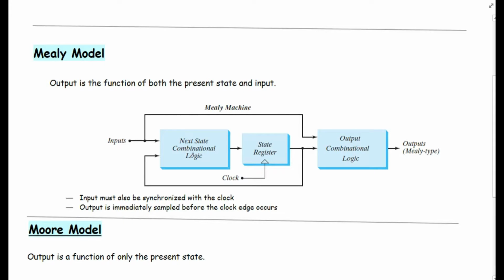Here we can see the block diagram of a Mealy model, where the output is the function of the internal state or the present state available here at this point, and also the function of the inputs. So the output depends not only on the present state, but it also depends on whatever value is available at the input.